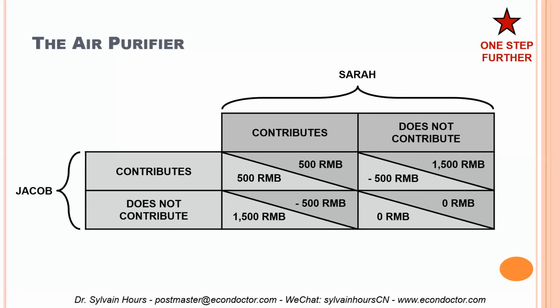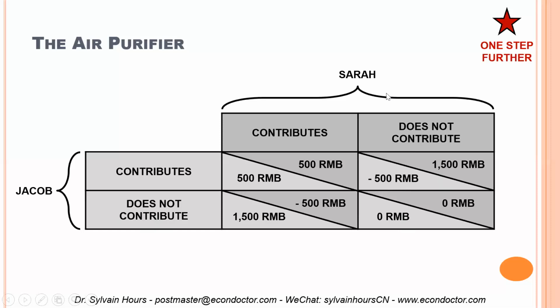Your students can see very well that for each of them, the strategy does not contribute is always better. You don't have to enter into details. You can just show them the figures and say, hey, look for Jacob. If Sarah contributes, it's better for Jacob not to contribute because 1,500 is better than 500. And if Sarah chooses not to contribute, still it's better for Jacob not to contribute because 0 is better than minus 500. So you can just tell them, hey, for Jacob, it's always best not to contribute. You can say it's a dominant strategy.